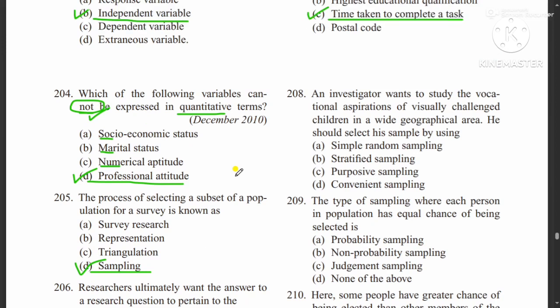Next, an investigator wants to study the vocational aspirations of visually challenged children in a wide geographical area. He should select his sample by using. Option B is correct. Stratified sampling.